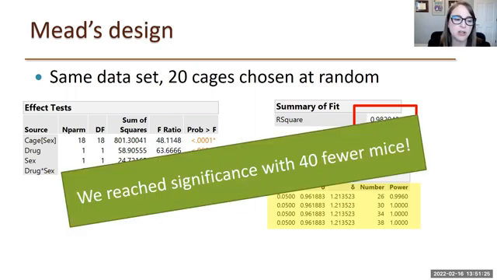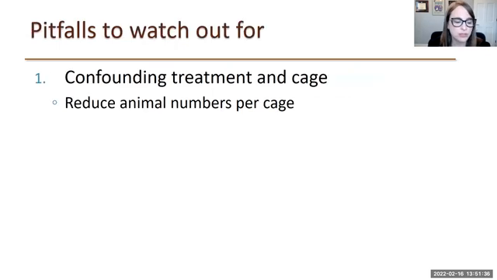So the key point to take away here is that we reached significance with 40 fewer mice, simply due to the way we designed and analyzed our study. So trying to wrap up here, a few things for you to watch out for as you're looking through other studies or trying to really identify how to best apply some of these aspects to your research.